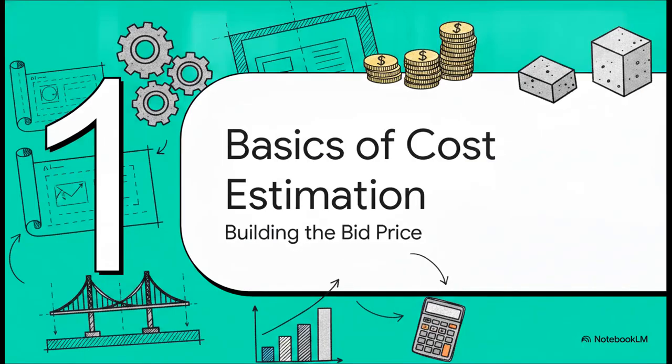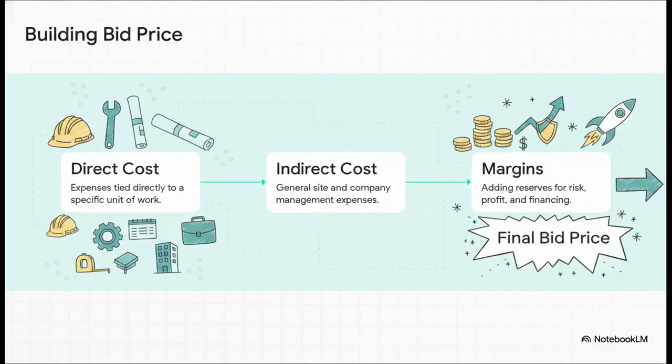All right, Section 1, the basics of cost estimation. Let's define the core financial building blocks of literally any engineering project. So building a final bid price, it's a very specific sequence. You're obviously not just pulling a number out of thin air when you submit a proposal, right? You build it from the ground up.